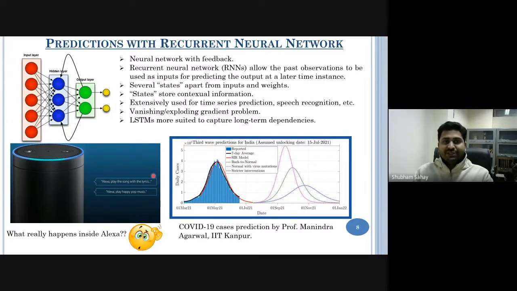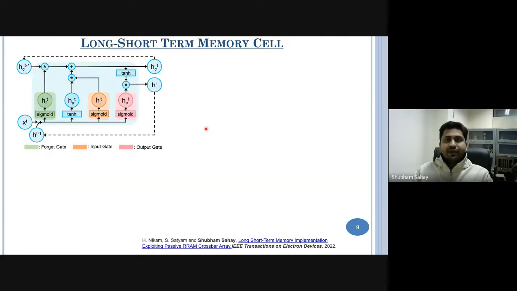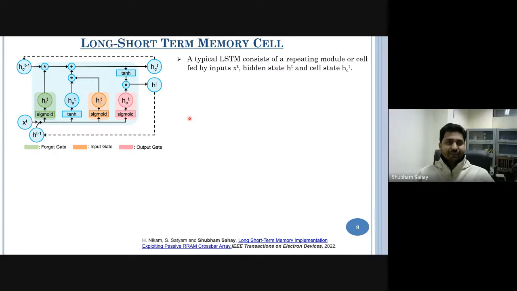Okay, so here I was talking about RNN. Let me go somewhat into details of LSTMs as well. So LSTMs basically consist of a repeating module or a cell.